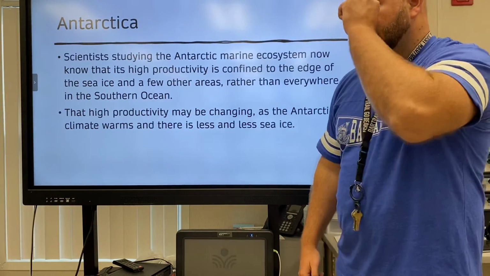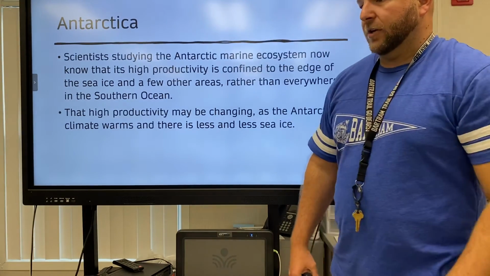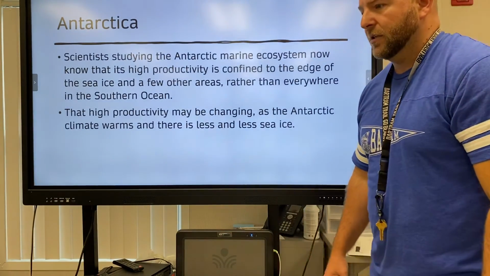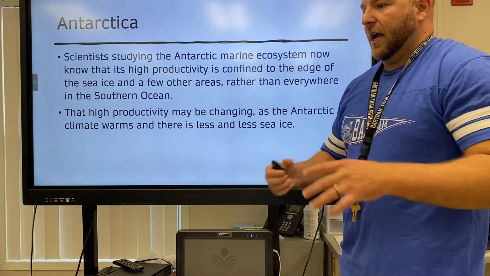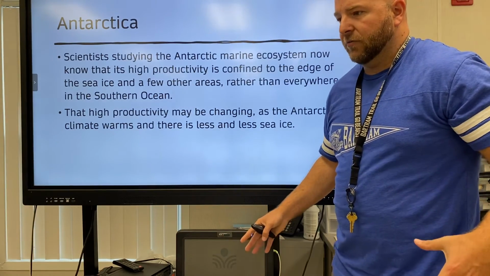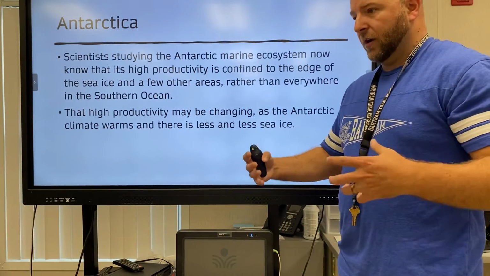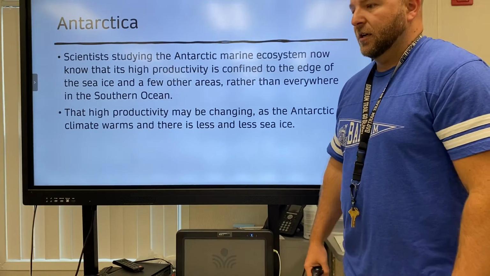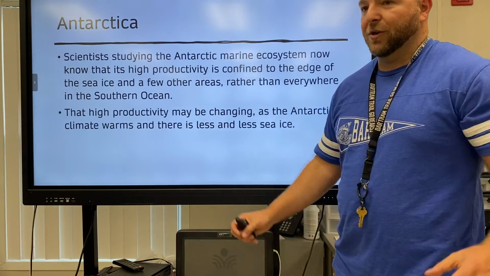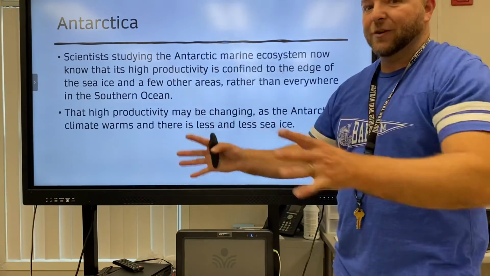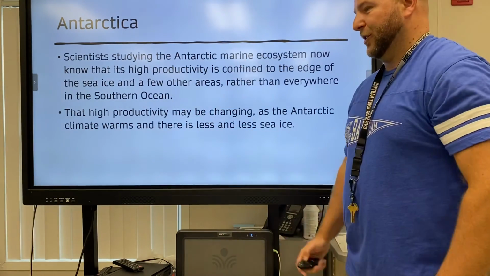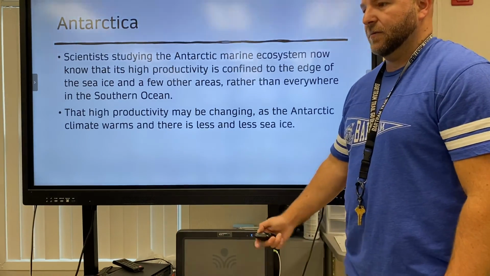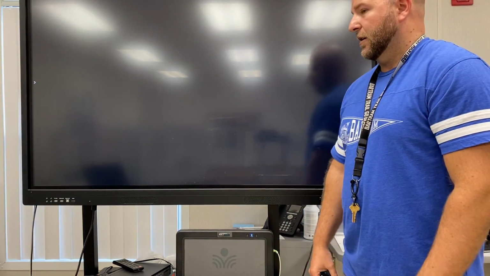The scientists studying the Antarctic marine ecosystem now know that it is highly productive. That high productivity is confined to the edge, where that sea ice is, where it melts and refreezes. When you get closer and closer to the actual South Pole, you have less and less productivity, less and less life.